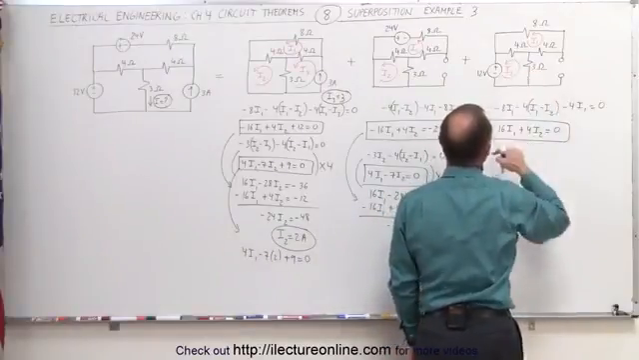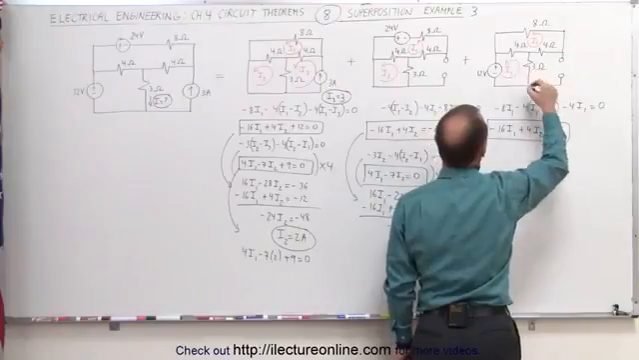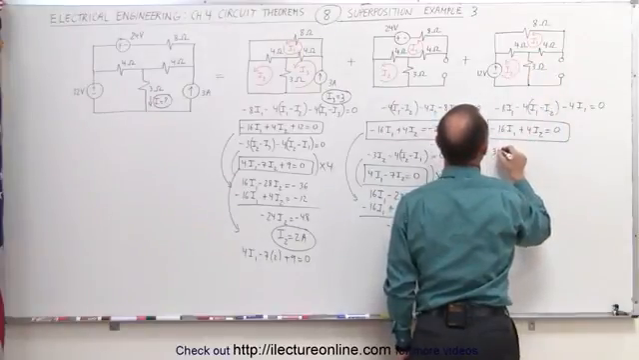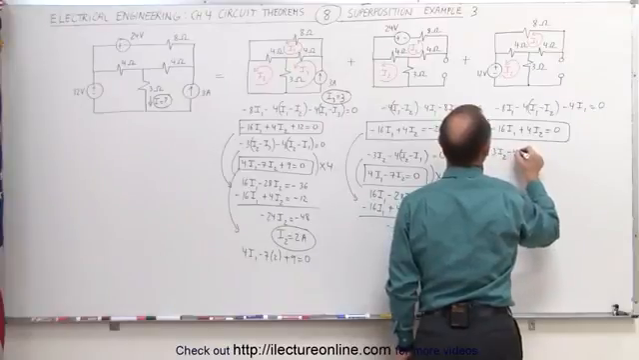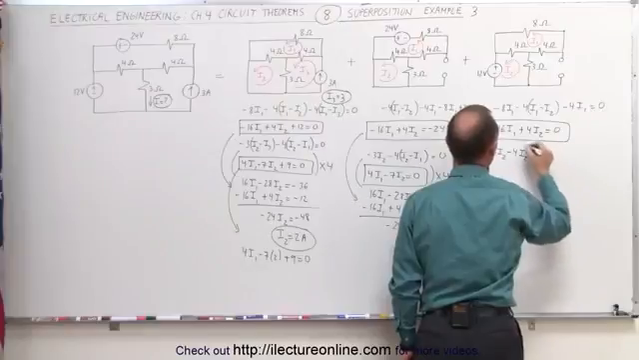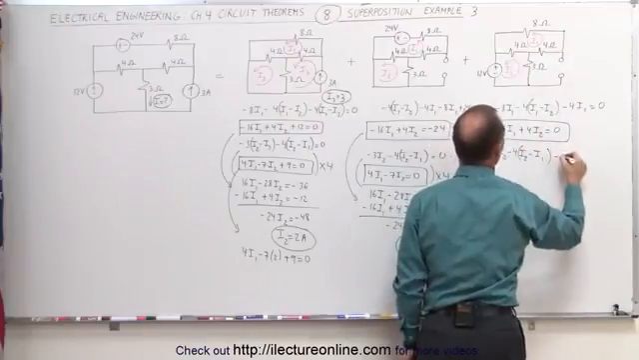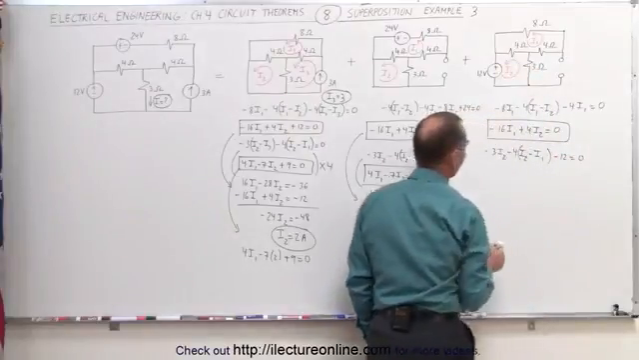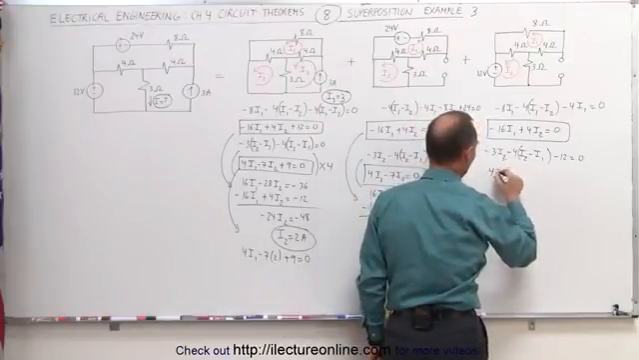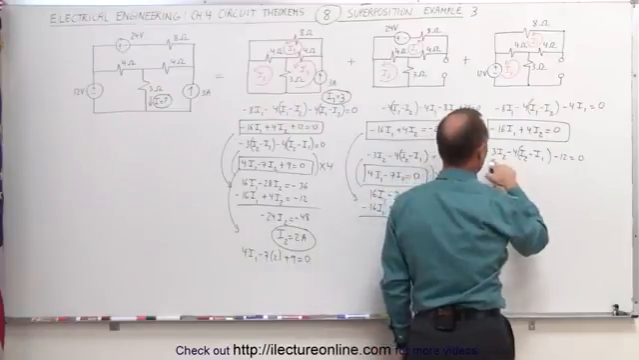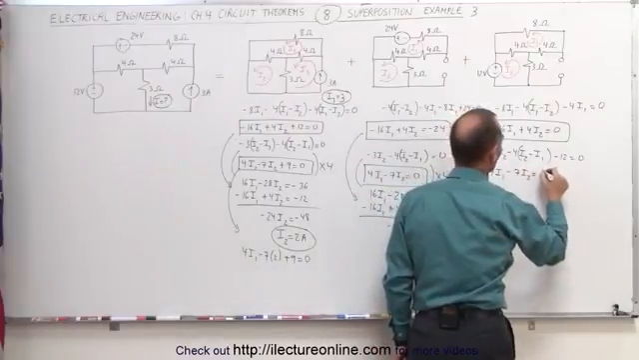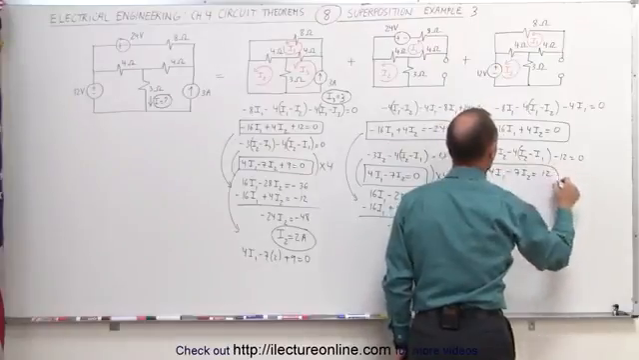Second equation using mesh 2, starting at this point right here, coming across here, that's minus 3I2, minus 4I2, but I have to subtract I1 from that. And then coming across, minus 12 equals 0. Simplifying that, taking I1 first, that's 4I1, minus 3, minus 4, minus 7, I2 equals, when I take the 12 across, it becomes a plus 12.